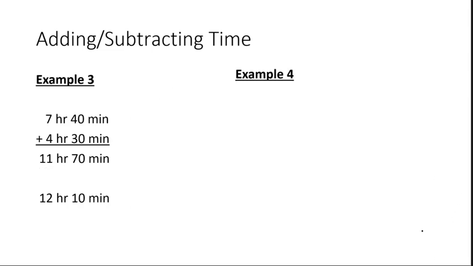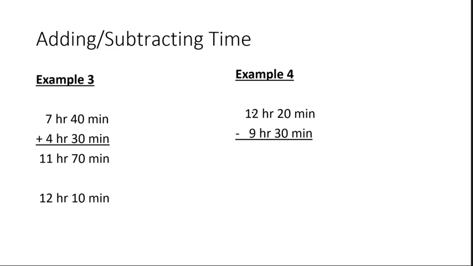For example 4, we are going to work with subtraction. And we have 12 hours, 20 minutes minus 9 hours, 30 minutes. All right, so when you subtract, we're doing the same kind of process as we did for addition. We subtract the hours and we subtract the minutes. The only problem here is that on the top we have 20 minutes. That's smaller than the 30 minutes.